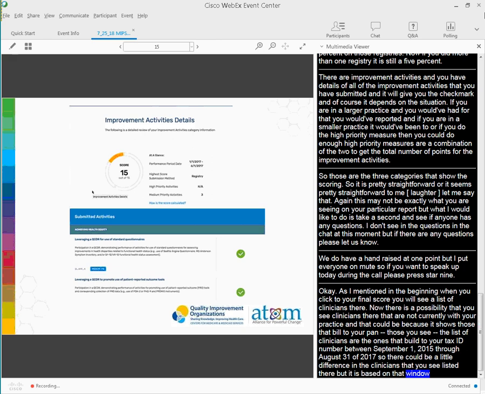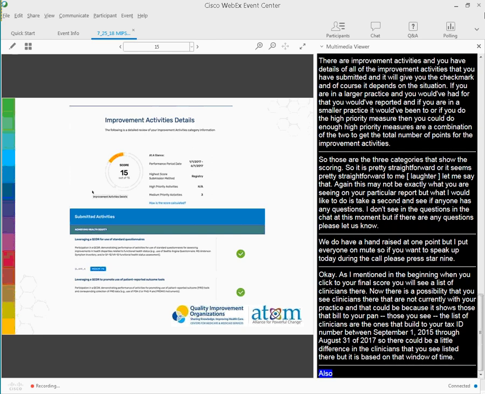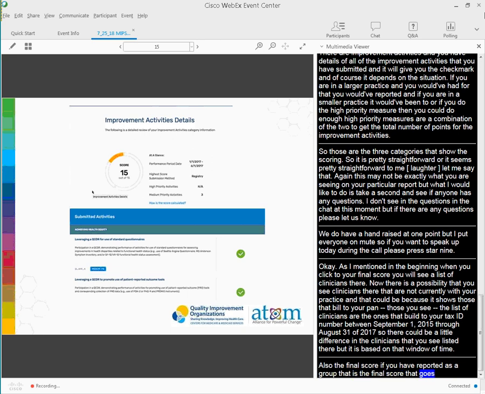Also, during that final score, if you have reported as a group, that's the final score that goes across your entire group. Everyone will have a group score. And you can also see the details of each clinician and what they have.